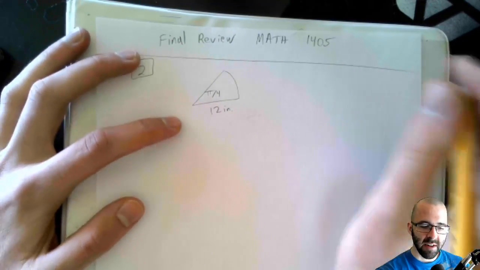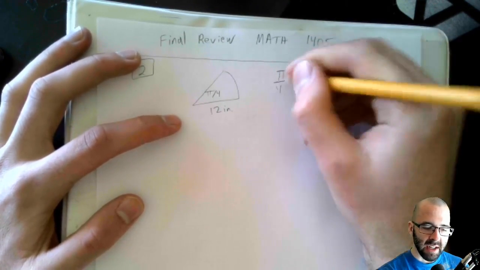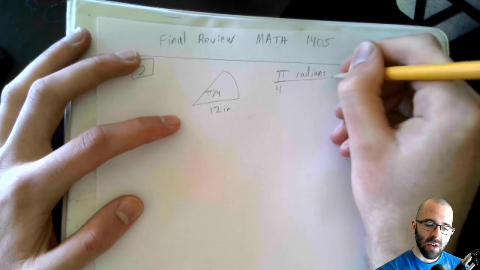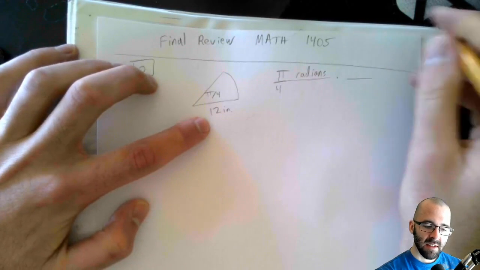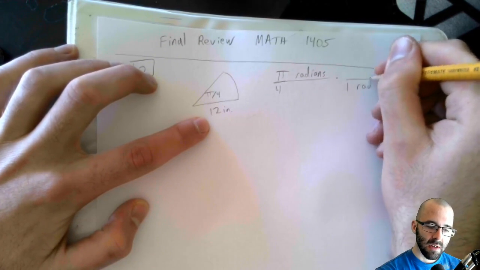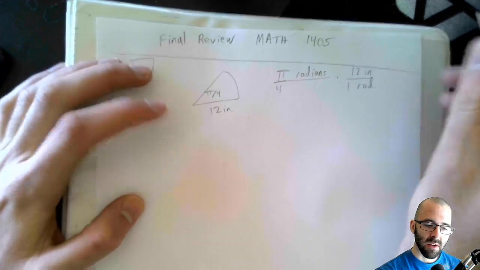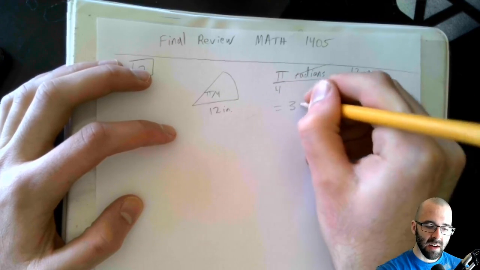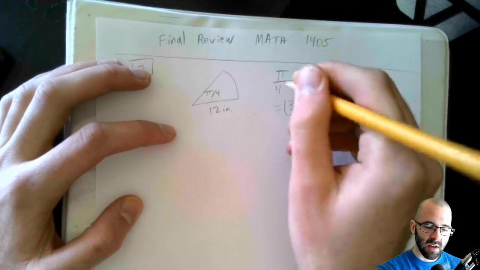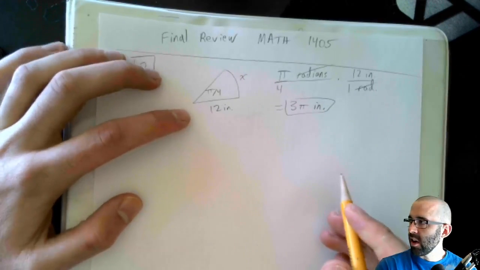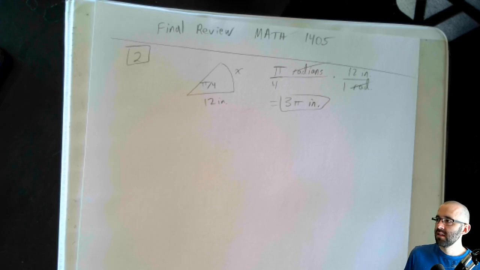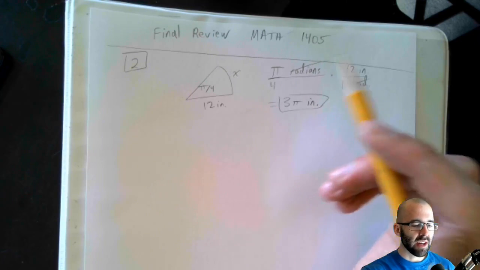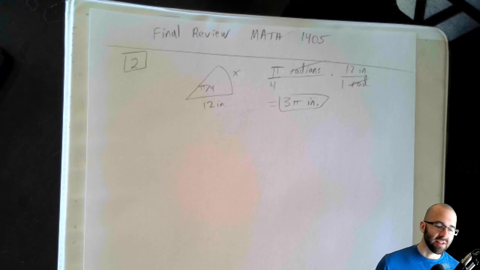It's kind of like unit conversion, right? We have pi over 4 radians. And 1 radius is 12 inches. Then we multiply these together and we end up getting 3 pi inches is how long that arc is. Okay. So that's sort of the definition of a radian. That's what we mean when we say radian. There's a bunch of other ways to talk about what radians are, but that's one of them.